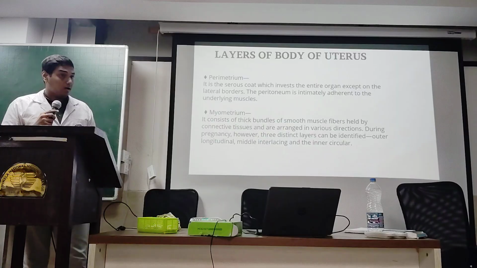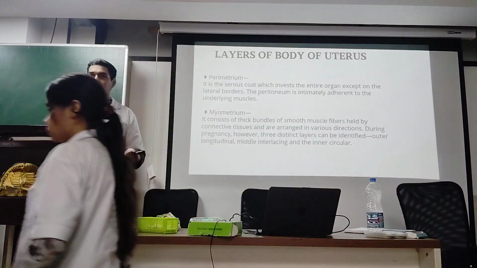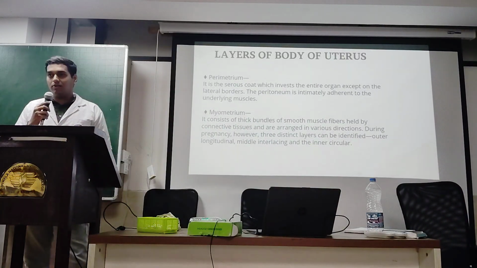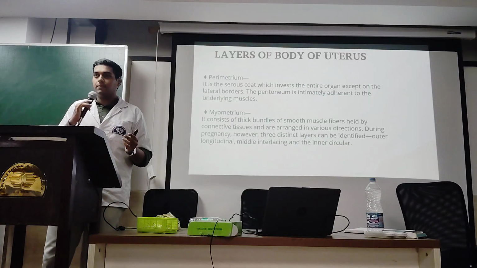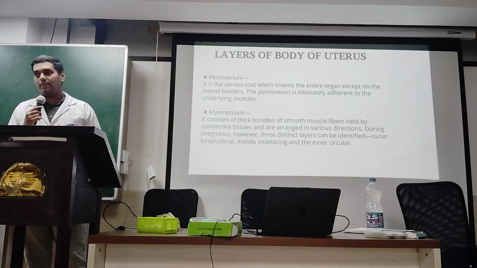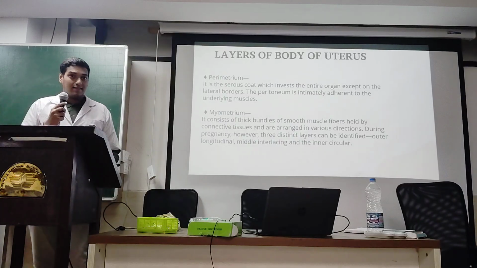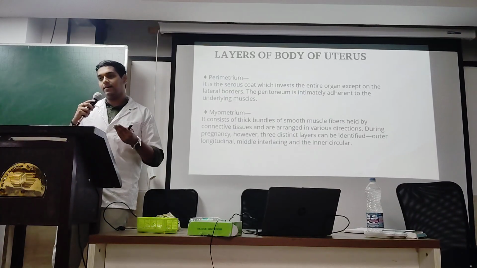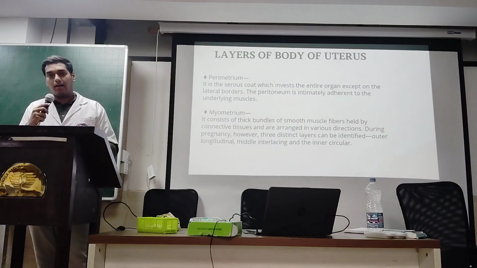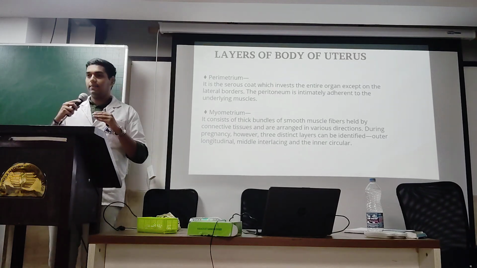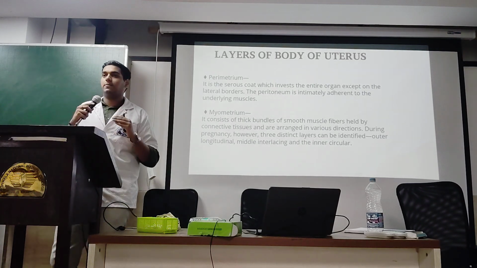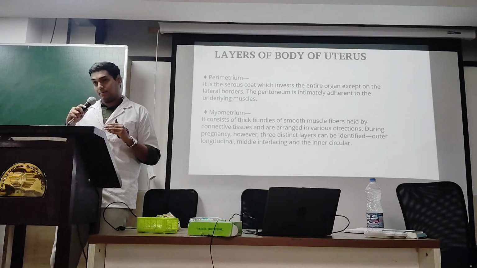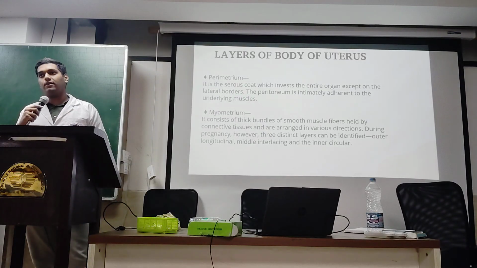Now talking about the myometrium, we all know that the word myo means muscle. So the myometrium is nothing but a thick bundle of muscle fibers held together by connective tissue. This layer is further divided into three layers: the inner circular layer, outer longitudinal layer, and a middle reticular layer. The reticular layer is rich in blood supply, and it is important. It prevents excess bleeding during delivery.